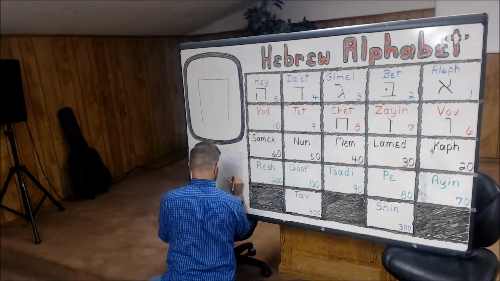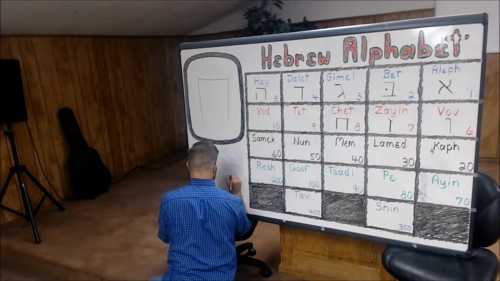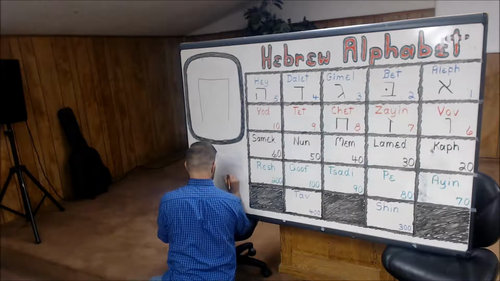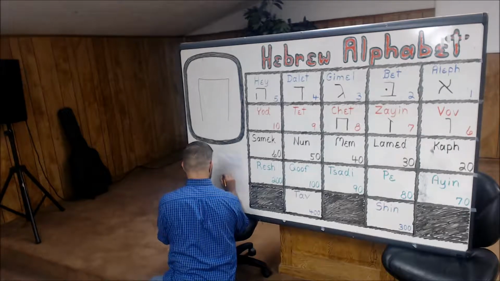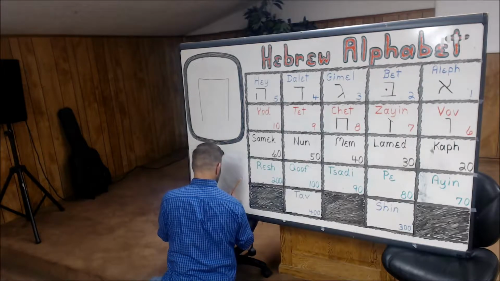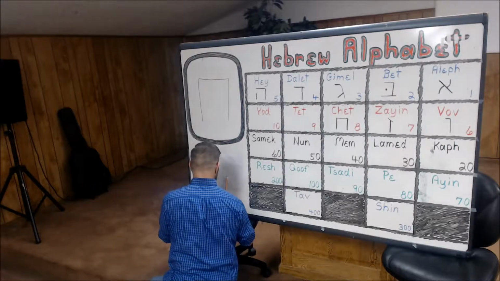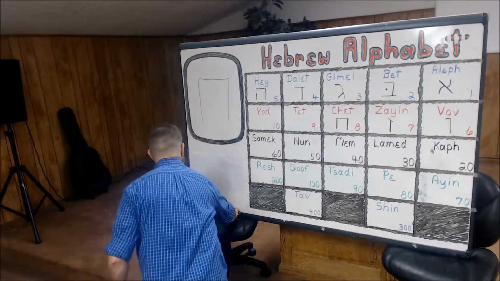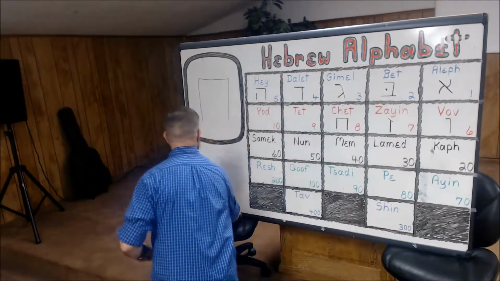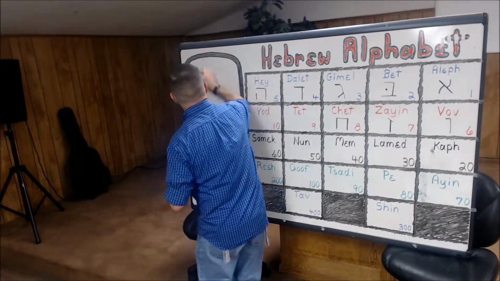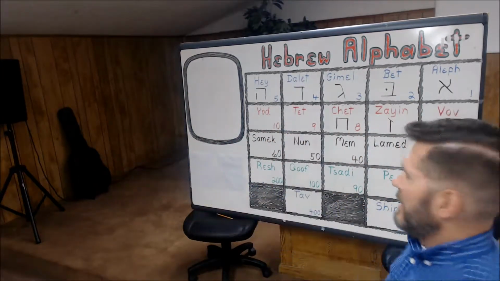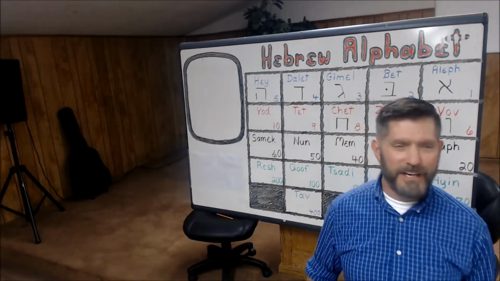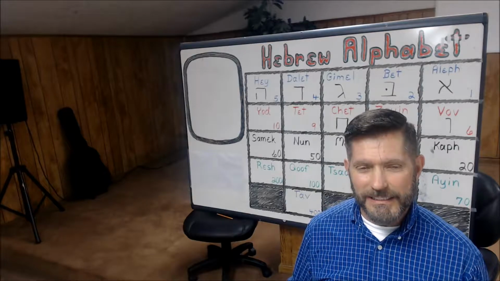Repetition. Het. Say it out loud, softly. Het. Let's say the first five letters of the alphabet. Close your eyes and say together. Aleph, Bet, Gimel, Dalet, Hey.